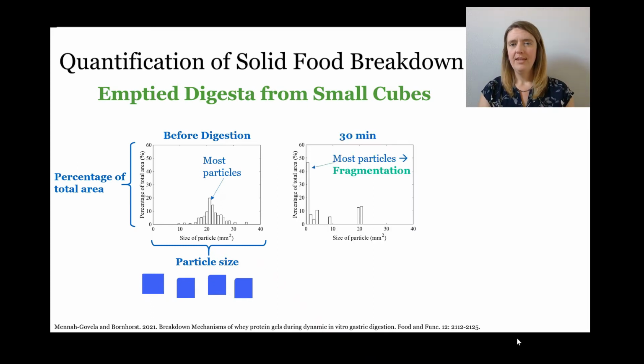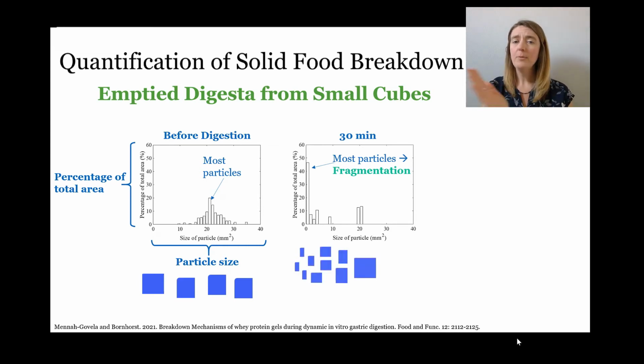Now, after 30 minutes of digestion, we see that we have a lot of particles that are really small. Most of our particles are 5 millimeters squared or less. So they're very, very small, which suggests that our cubes broke apart into many small pieces. They didn't just erode and they didn't just break up a little bit, they really broke into a lot of small pieces with a few intact ones, but mostly broke down a lot.